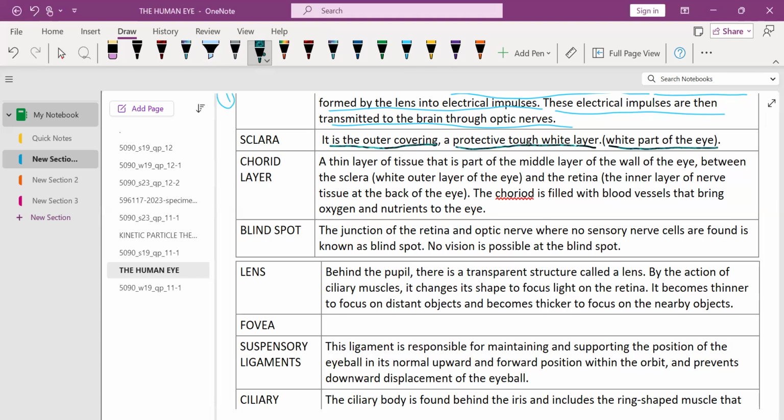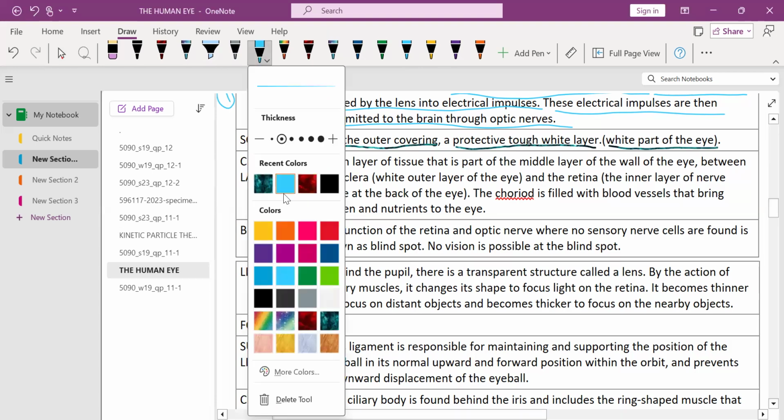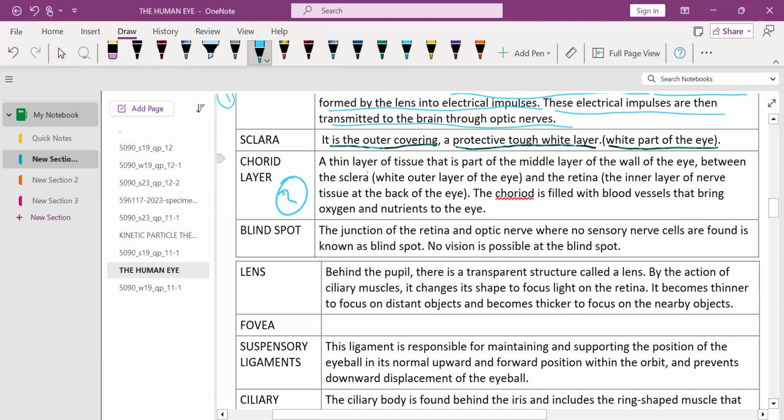Then the third part of the eye is the choroid layer. The choroid layer is a thin layer of tissue that is part of the middle layer of the eyeball, between the sclera and the retina. So simply you can remember that the sclera is the first layer of the eye, the second layer is the choroid layer, and the third layer is the retina. So the choroid layer is in between the sclera and the retina.